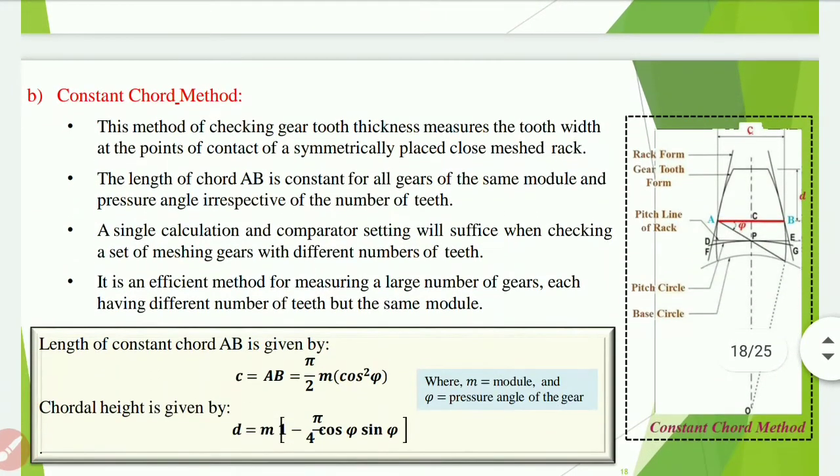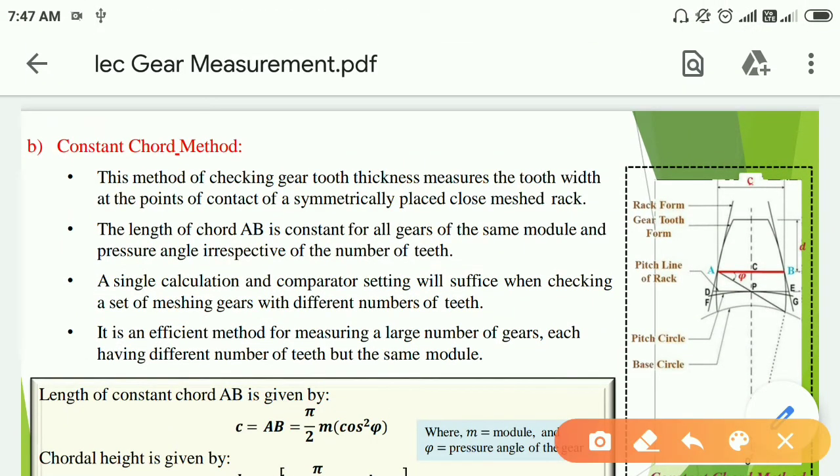Next is the constant chord method. This method of checking gear tooth thickness measures the tooth width at the point of contact of a symmetrically placed mesh rack. The length of chord AB is constant for all gears of the same module and pressure angle, irrespective of the number of teeth. Single calculations and comparator settings will suffice for checking a set of meshing gears with different numbers of teeth. It is an efficient method for measuring a large number of gears, each having different numbers of teeth but the same module.